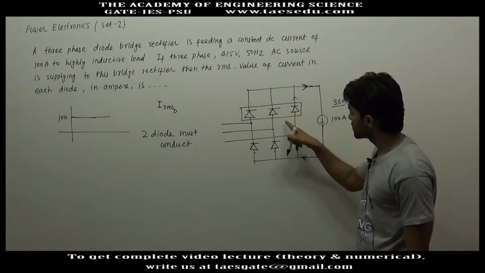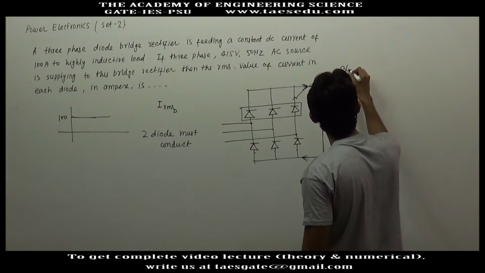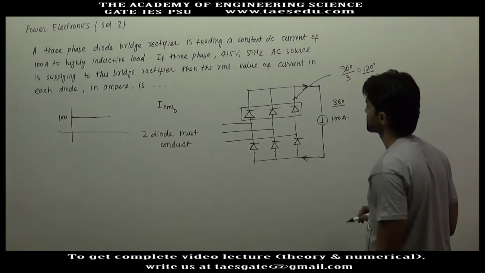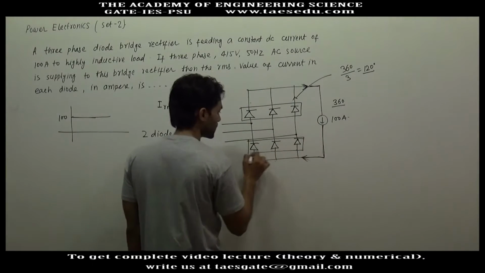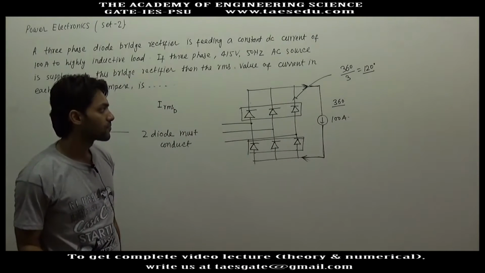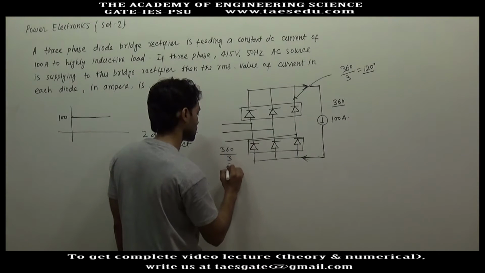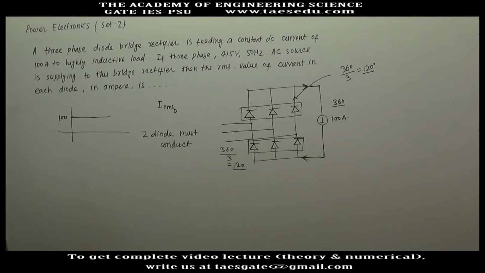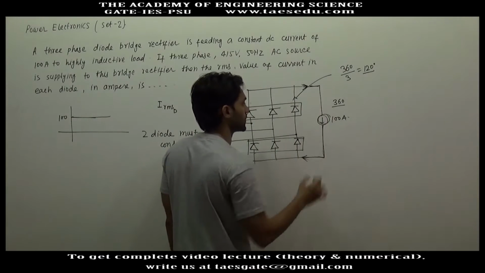The condition for each diode is symmetrical, so each diode will conduct for 360 divided by 3, that is 120 degrees. Similarly, here also the condition is symmetrical, so each diode will conduct for equal duration. Total duration is 360 degrees divided by 3. It means each diode conducts for 120 degrees in case of continuous conduction. And also the current through the diode must be equal to the load current.